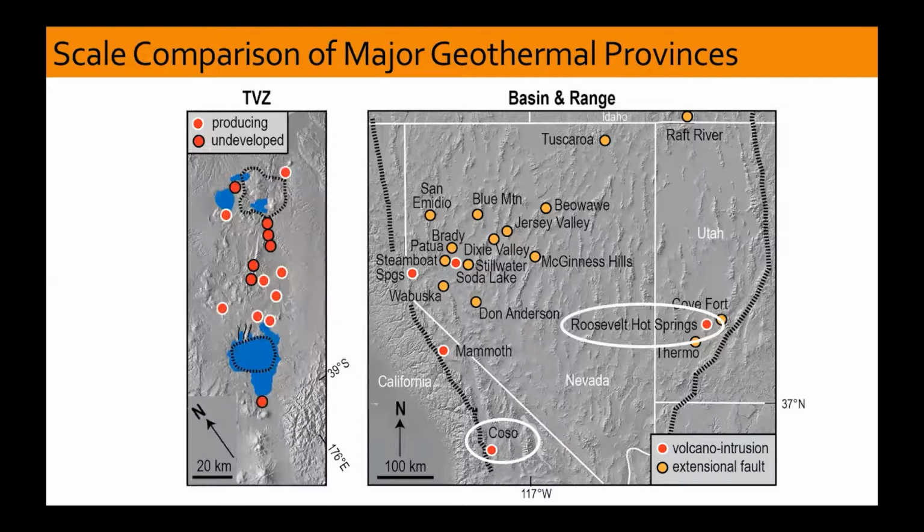Turning to New Zealand and the Taupo volcanic zone, the total electricity production is about 1,000 megawatts, just like the Basin and Range. But there are only 7 fields that produce electricity, and they range from 40 to 350 megawatts. You can see clearly that the area represented in the map is considerably smaller, so geothermal power production is concentrated here compared to the Basin and Range.